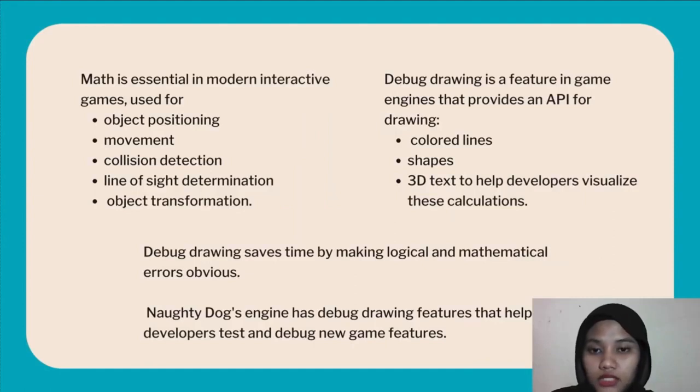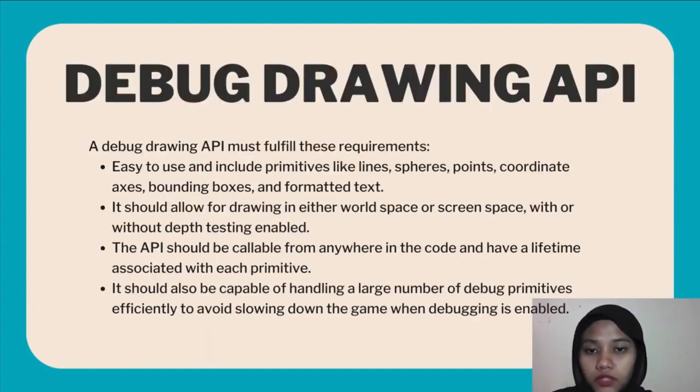We have known that math is an extension in modern interactive games that is used for movement or collision detection. Plus, debug drawing is a feature in game engines that provides an API for drawing. Debug drawing can save time by making logical and mathematical errors obvious. Continuing about the debug drawing API.